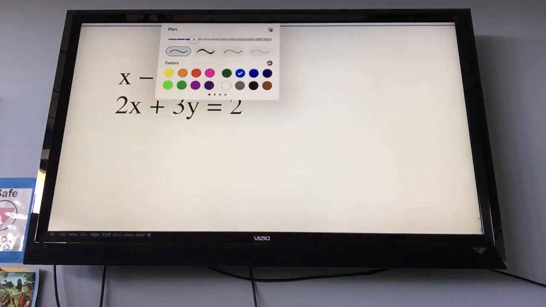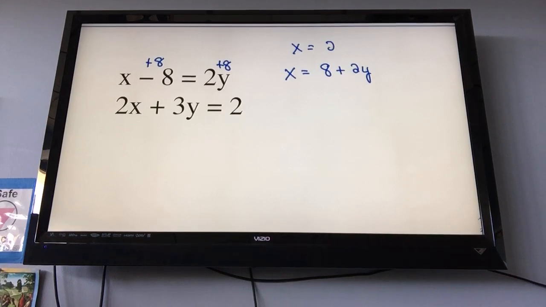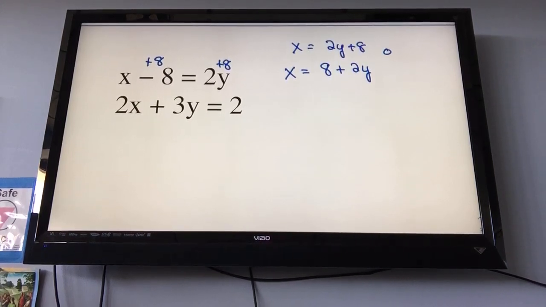To get that x by itself, I'm going to move the 8 over, which means I need to plus 8. So x equals, and you can write this as 8 plus 2y or 2y plus 8. The order that you write it in doesn't matter. I can't actually add them and get 10 because one of them has a y and one doesn't have a y. So again, I could write it as 8 plus 2y or 2y plus 8. It is your choice. Okay?